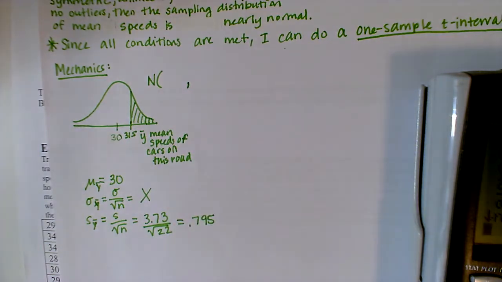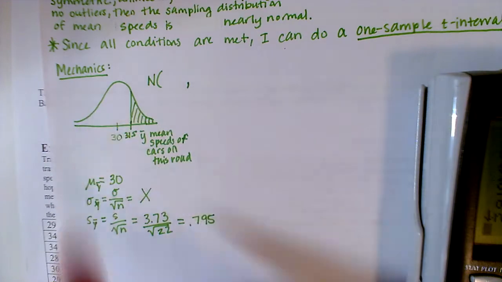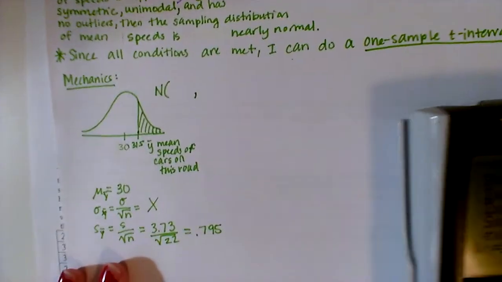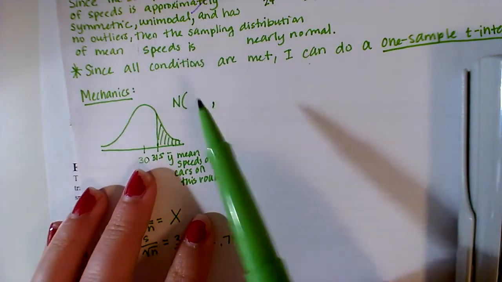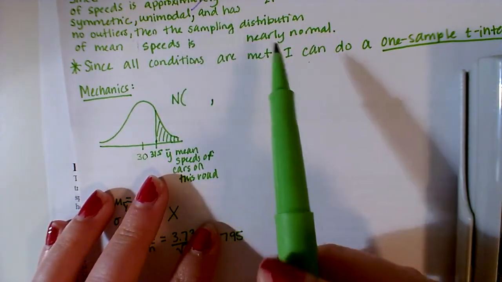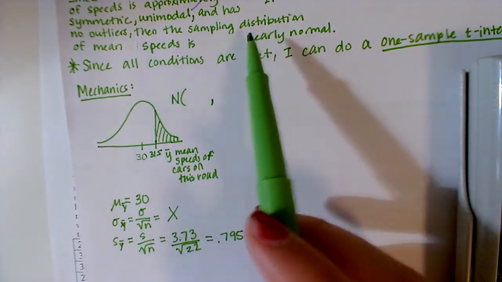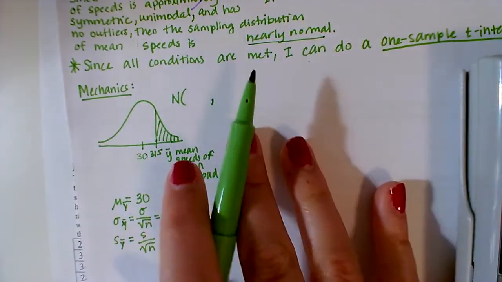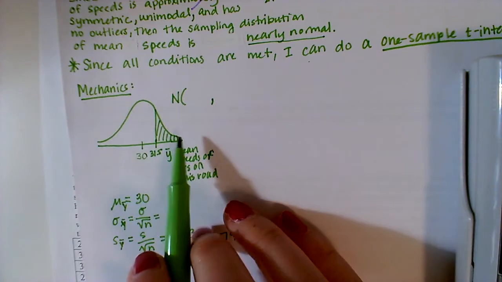All right, so here's the deal. For the mechanics, when you draw the picture, you're going to draw yourself a normal model, right? Why are we drawing a normal model though? Well, that was because here in the conditions we said that the sampling distribution would be nearly normal. Boom. That's what we wanted to get. So we're drawing a normal model.